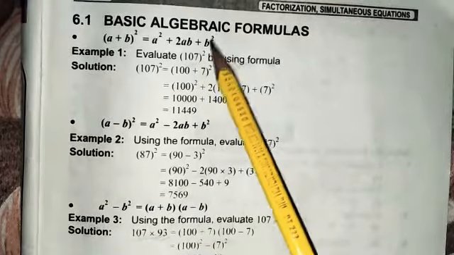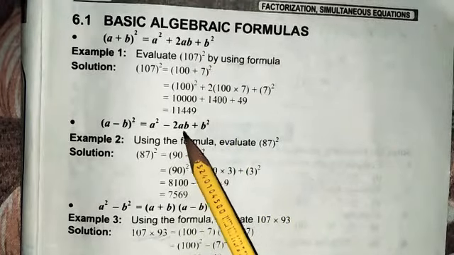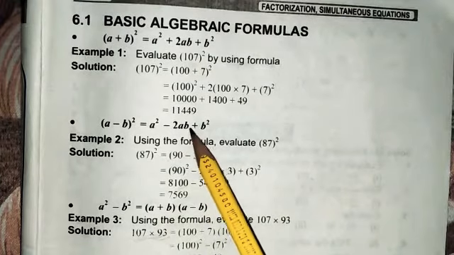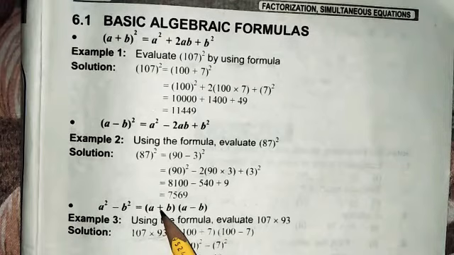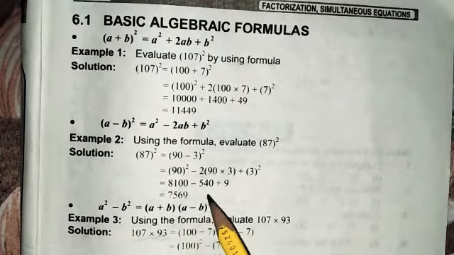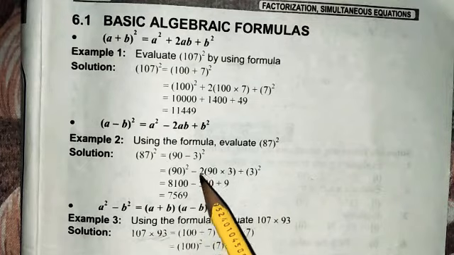First is (a plus b) whole square is equal to a square plus 2ab plus b square. Second one is (a minus b) whole square is equal to a square minus 2ab plus b square. And the third one is a square minus b square is equal to (a plus b) into (a minus b). Students, we will apply these formulas to find out the square of numbers.